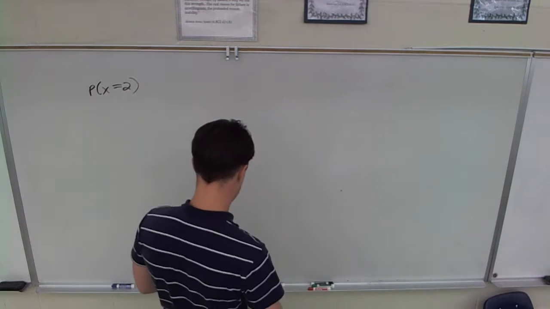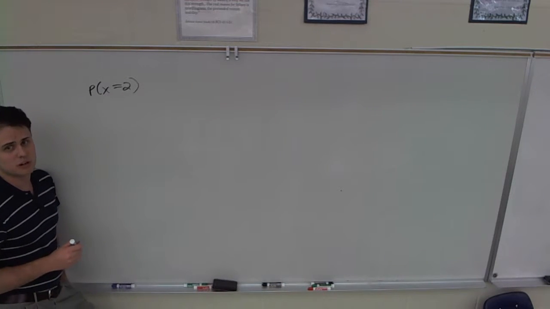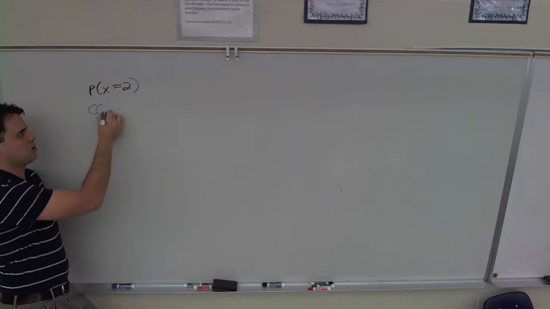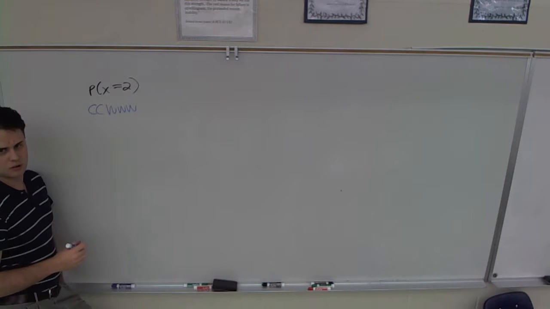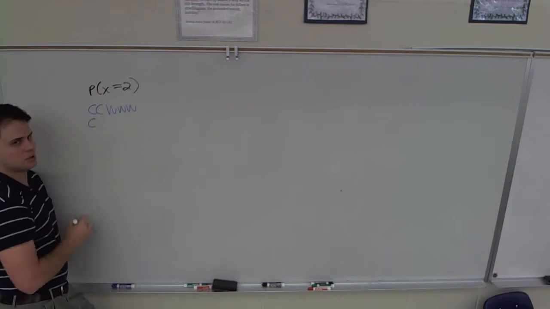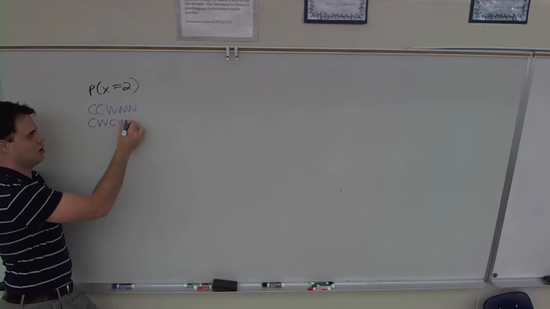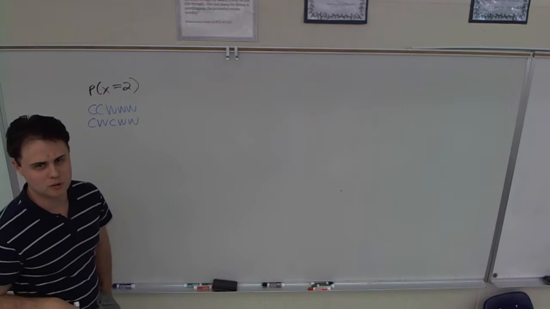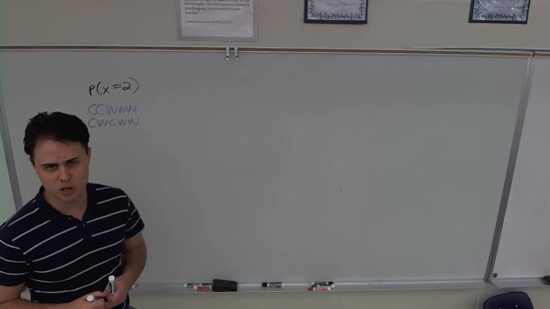Help me out. What are all the different ways? There's a lot of different ways she could get 2 answers correct total. Correct, correct, wrong, wrong, wrong. Correct, wrong, correct, wrong, wrong. Why don't you guys list them all out and see how many you can come up with. And then once you've got that, the next part says compute the probability of each one.